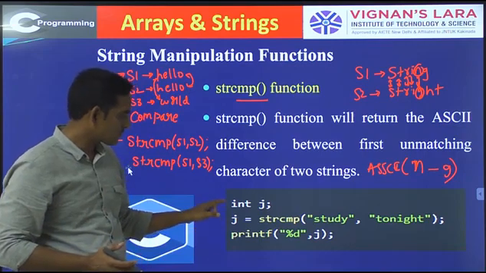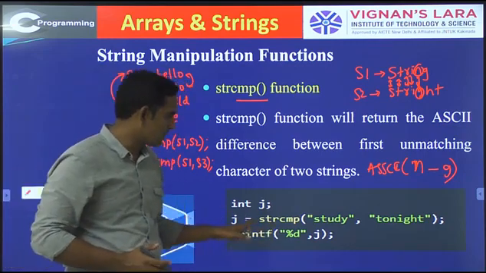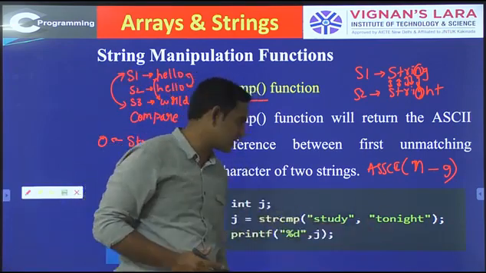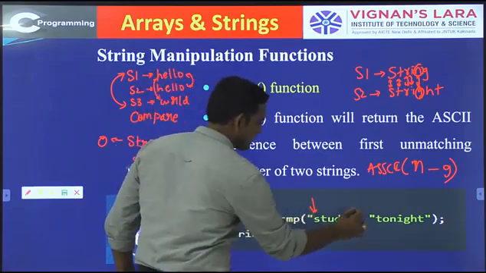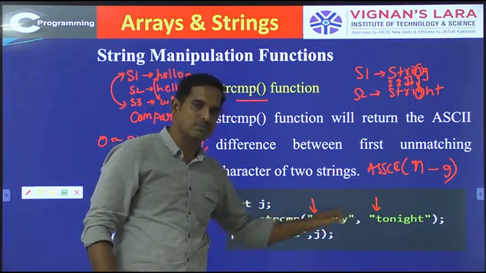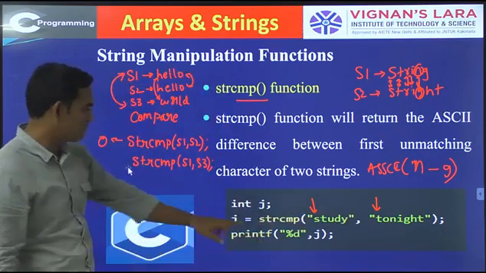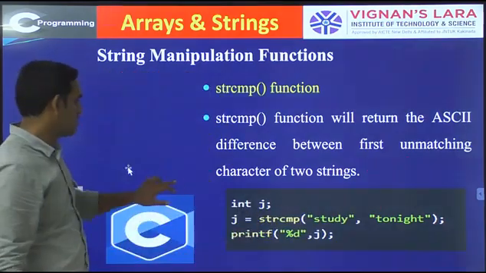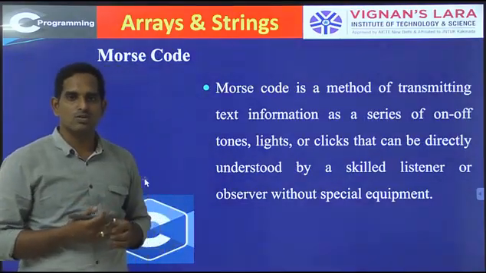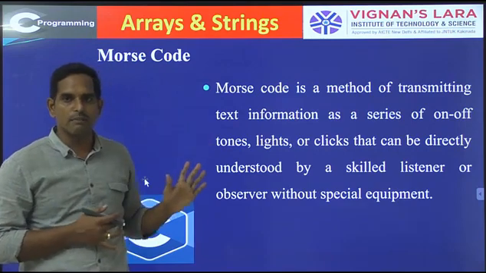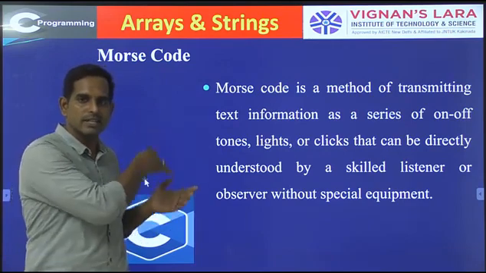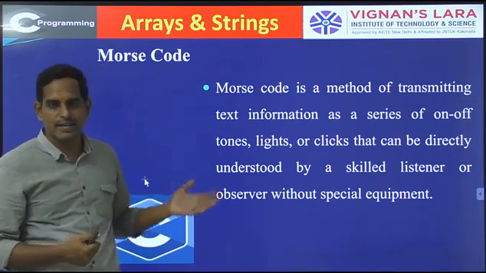In this example, I have declared J and I am string comparing the study string and the tonight string. The first non-matching character is the first character itself, where S and T are different. So it will find the ASCII difference between S and T, and that will be printed by your J. So those are your string manipulation functions. You should be able to use them in your programs: string cat, string compare, string reversal, string length, while operating on strings.